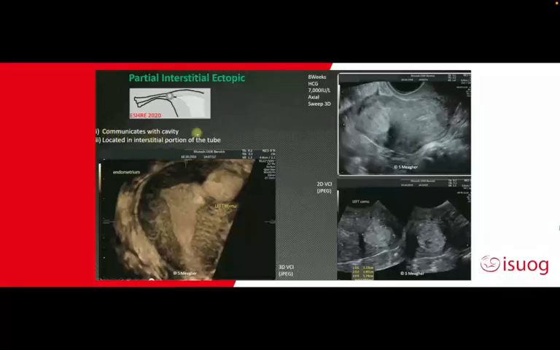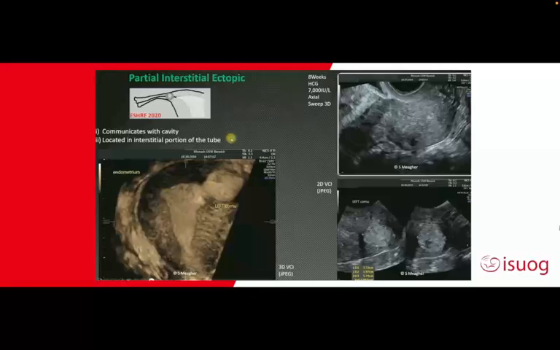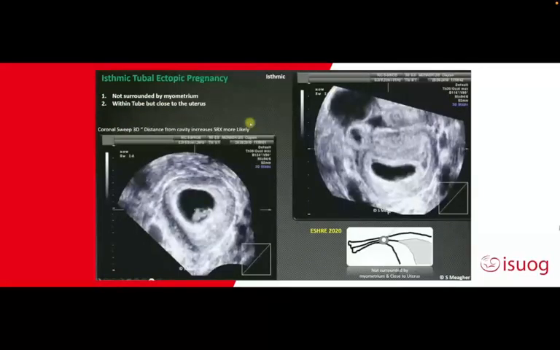Once you reach on these two images, that communication with the cavity brings us to that classification of a partial interstitial. Then moving further along the fallopian tube is the isthmic tubal ectopic pregnancy. In this case, there is no surrounding myometrium, unlike the partial and the complete interstitial, which I've just described.